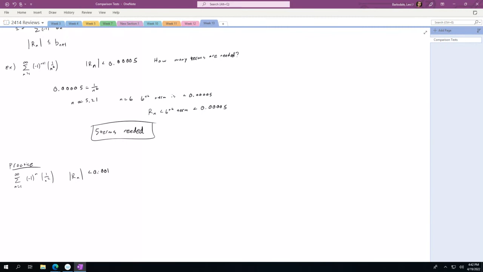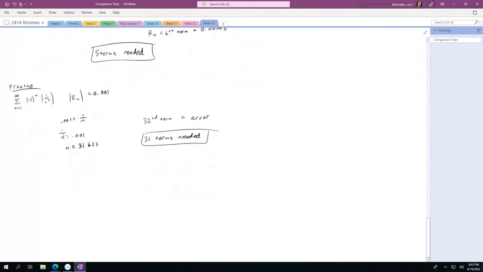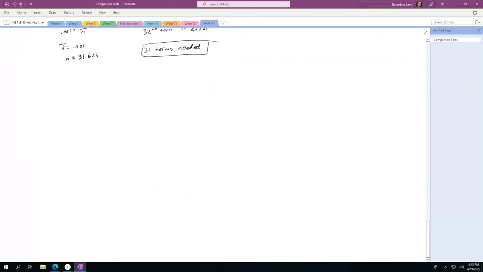All right, let's go over this problem really quick. So if our remainder has to be smaller than 0.001, we know that 0.001 should be larger than our next term, which means that 1 over n squared is equal to 0.001 when n is about equal to 31.623, which means that our 32nd term is smaller than our error, which then means that all of our other terms coming after that are smaller than our error, so we only need 31 terms to make sure that we have our error within that boundary. So let's talk about a couple of other tests.